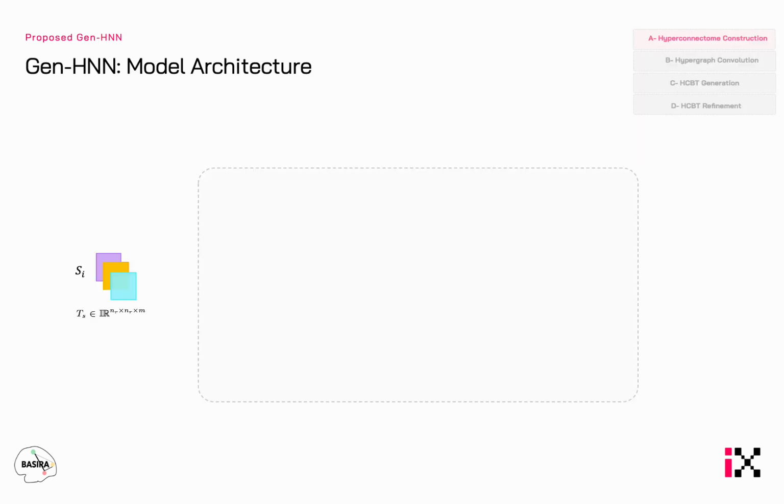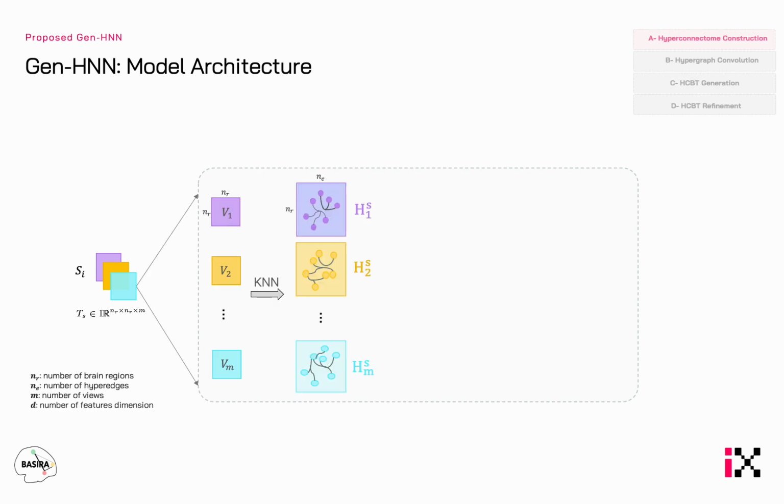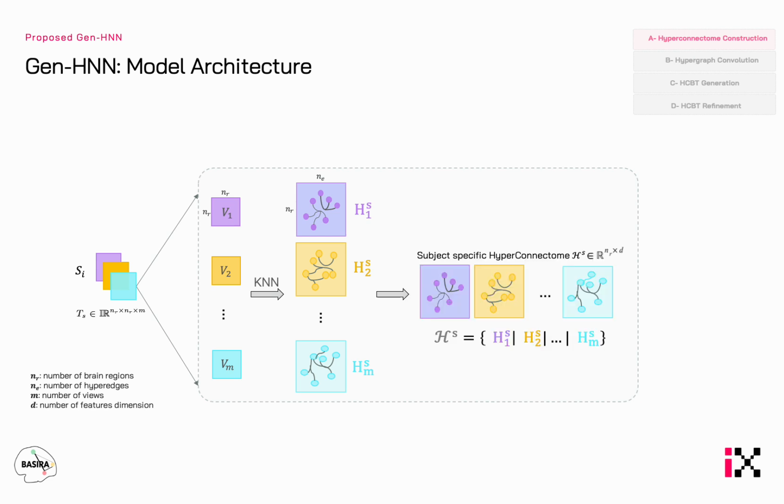So the starting point is a subject represented with multi-view brain networks, where each view can depict a specific cortical attribute such as cortical thickness. We try to compute the corresponding hypergraphs for each one of these views using the k-nearest neighbor. And once the hypergraphs are computed, we concatenate them together in order to get a subject-specific hyperconnectome.